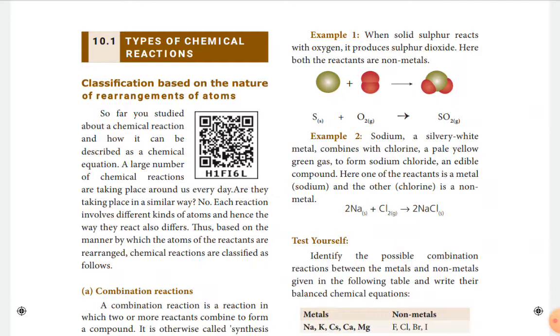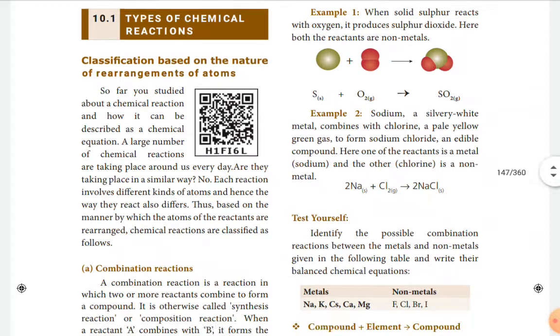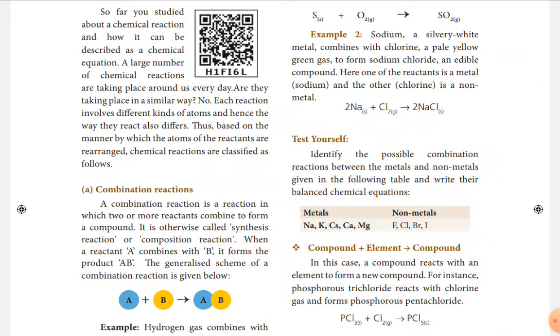Now, next to see the next type of reaction, compound plus element gives compound. Phosphorus trichloride plus chlorine gives phosphorus pentachloride. And one more class of combination reaction, compound plus compound gives compound. Two compounds combine to give another new compound. For example, silicon dioxide plus calcium oxide gives calcium silicate.